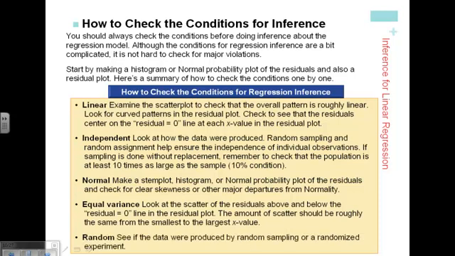And then, of course, how do we check the random condition? We require that the data was collected using simple random sampling or some sort of random sampling. If it's an experiment, then we want random assignment into the groups.